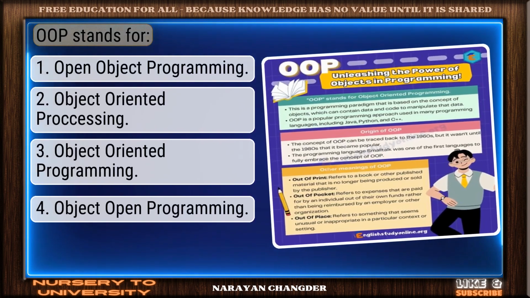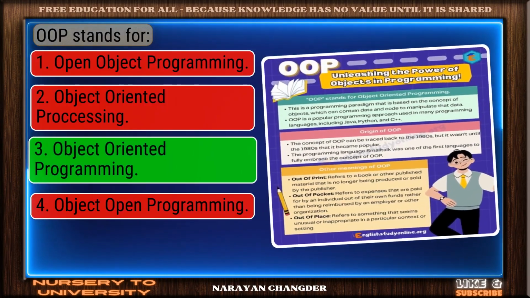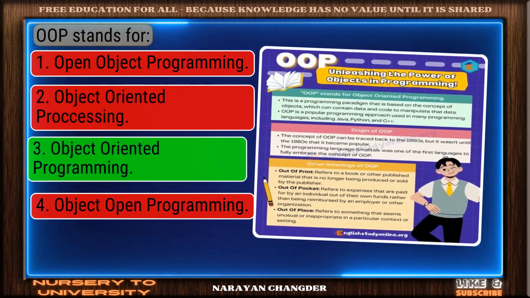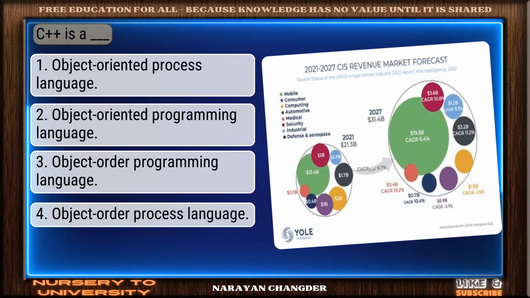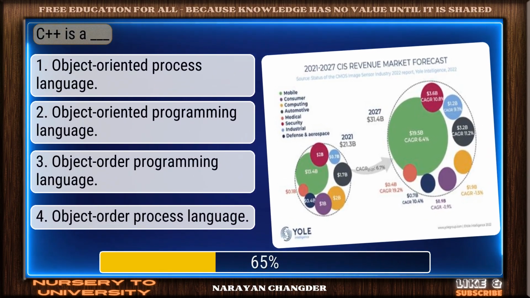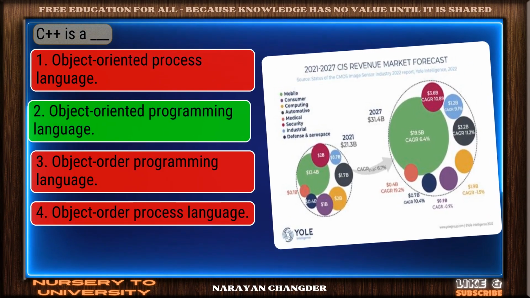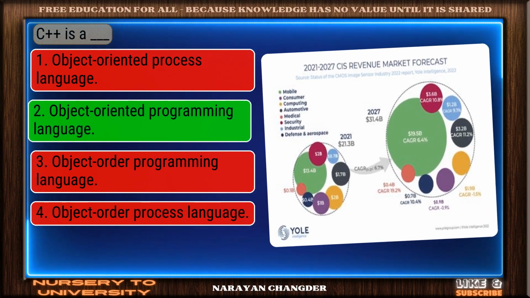Question number 78. OOP stands for. On track. Object-oriented programming is the correct answer. Question number 79. C++ is a dash. Good job. Your answer object-oriented programming language works well here.